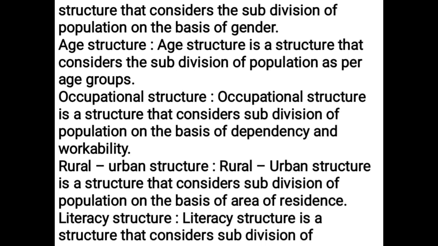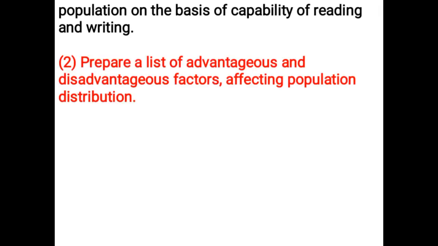Rural urban structure. Rural urban structure is a structure that considers subdivision of population on the basis of area of residence. Literacy structure. Literacy structure is a structure that considers subdivision of population on the basis of capability of reading and writing. Prepare a list of advantages and disadvantages factors affecting population distribution.